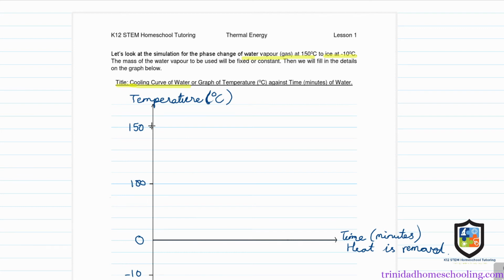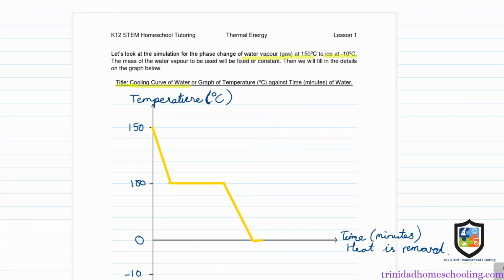We would start here. Okay, we are cooling the gas from 150 degrees. So we will be decreasing the temperature all the way down to 100 degrees. And here at 100 degrees Celsius, we know that there's a phase change, a change of phase from gas to liquid. And then we would cool again all the way down to 0 degrees Celsius.